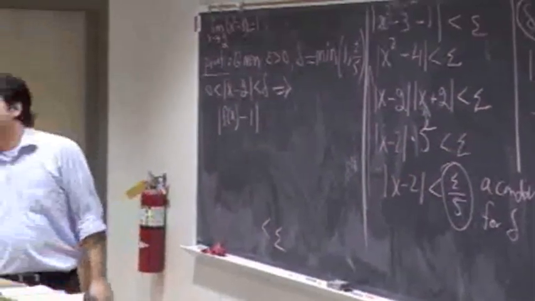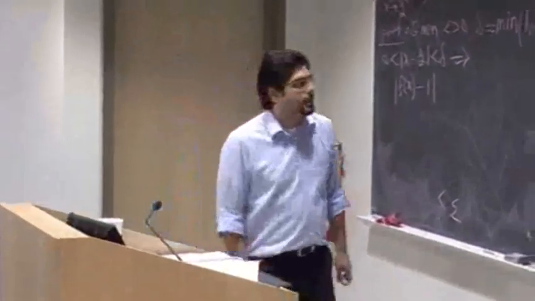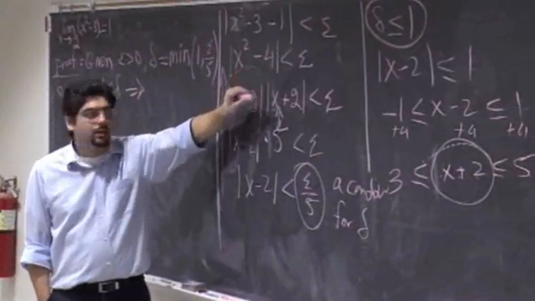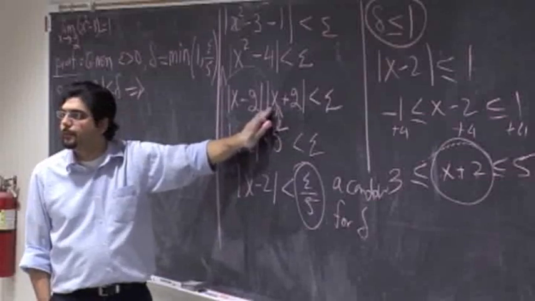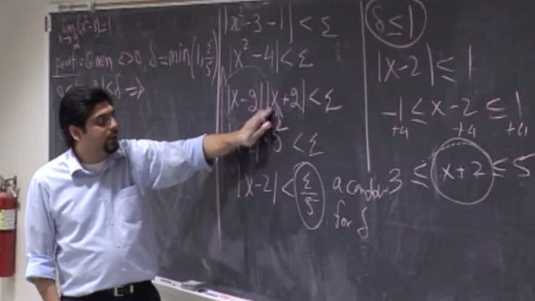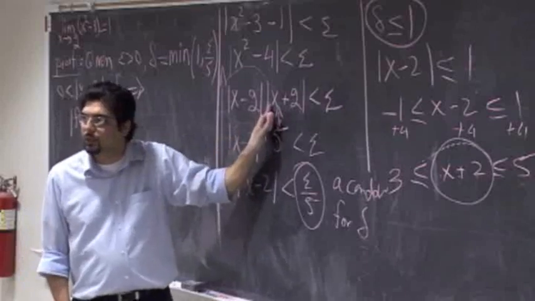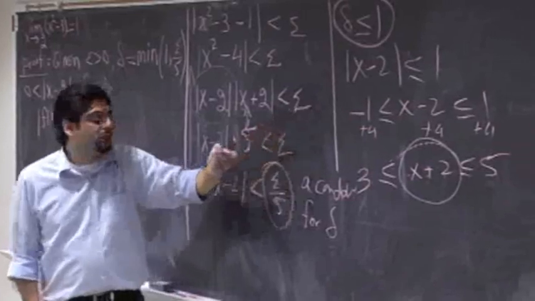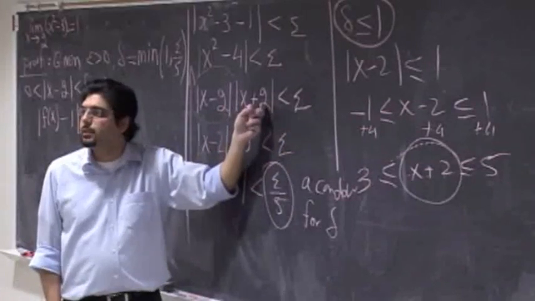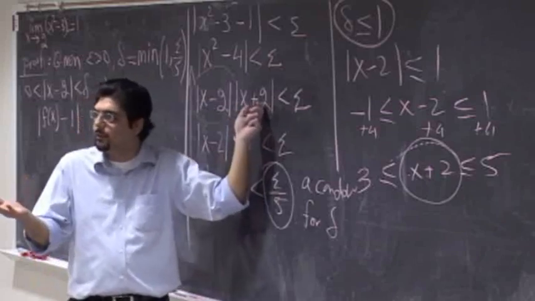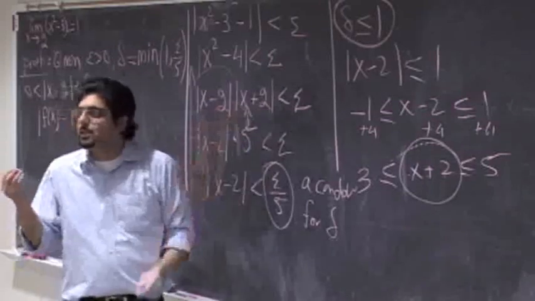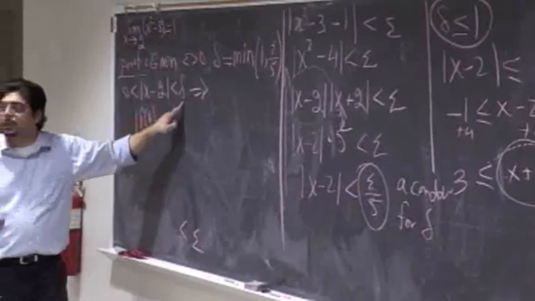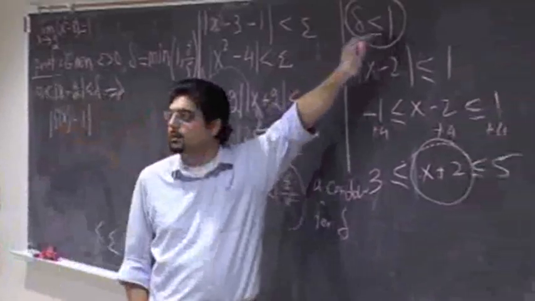Why do you choose delta to be less than or equal to 1? Since we're trying to isolate this on one side of the inequality, we have to get rid of this x plus 2. Well, we can't divide by x plus 2 because on the right side, you only depend on epsilon, not x. So we have to have an idea of how large x plus 2 is. That depends on where x is. How do we control where x is? Delta.